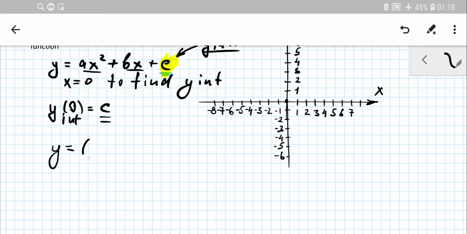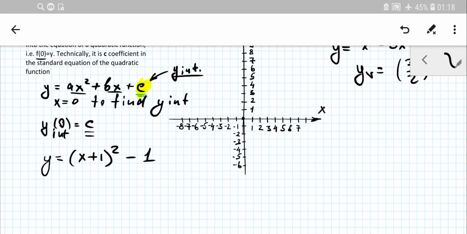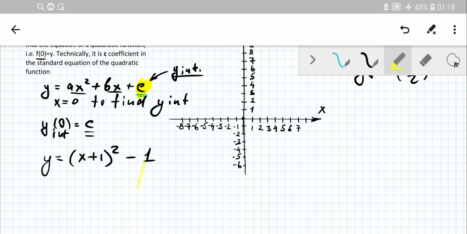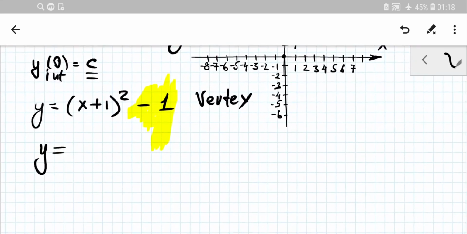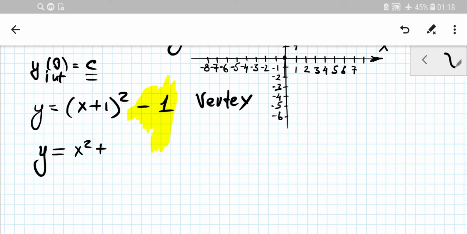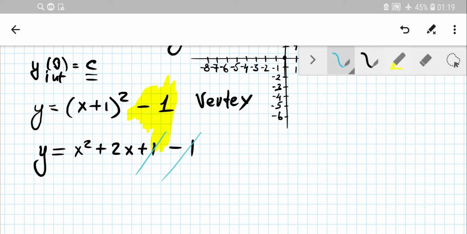All right, and one more thing that I want to share with you. If you have, let's say, vertex form, x plus 1 squared minus 1, what do you think about your y-intercept? Is that value -1? If you say yes, actually you are not correct. You know why? Because this is not the standard form. If you come back from the vertex form to the standard, you will get x squared plus 2x plus 1 minus 1, and the 1 and minus 1 cancel. You finally stay with x squared plus 2x.